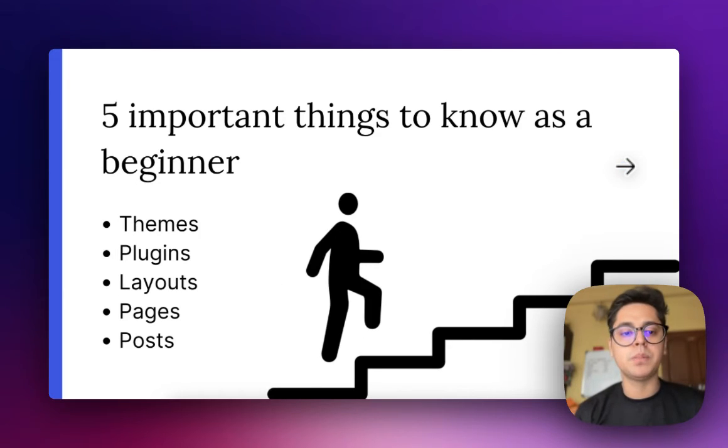5 important things to know as a beginner. So this is really important when you're building a website with WordPress. Themes, plugins, layouts, pages, and posts. These are 5 important components that you need to understand to build a successful website on WordPress. A lot of people don't understand these components and they fail to use WordPress and then go to other systems. So I'm going to explain to you how these things exactly work and what they are.